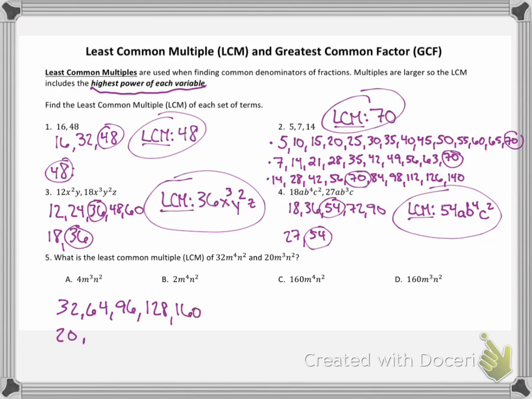Now I'll count by 20s. So if I do 5 at a time, I don't get anything in common right off the bat. But if we use some logic here, if I look at the number 20: 20, 40, 60, 80, 100, if I just keep counting by 20s, I'm going to run into 160. Okay, so my LCM is going to be 160.